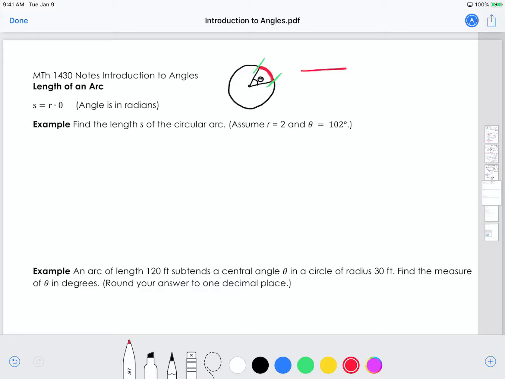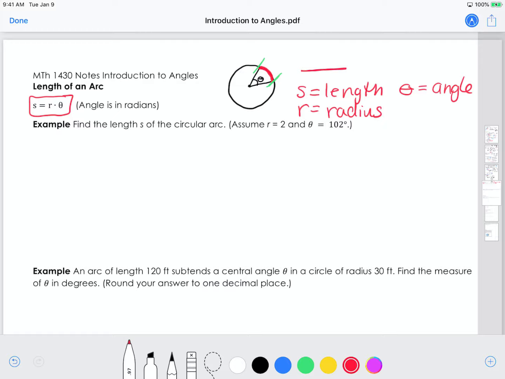The formula for finding the length of an arc is right here. S is your length. So that's going to be in the same units as R, which is your radius. So if your radius is in inches, then your answer is going to be in inches, the length of your arc. If your radius is in feet, then your S, the length of your arc, is going to be in feet. Okay? And then theta is your angle.